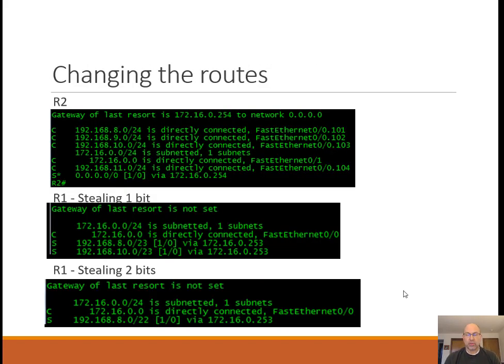So here is an actual routing table from that same topology. The top one is, of course, R2, and R2 has all of the directly connected routes, and then we have the default route. So that's the routing table at the top, R2. R1 would have all of those as static routes, except for the directly connected 172.16 network. But now by stealing 1 bit, we can aggregate 2 networks together and then 2 more networks together to give us those 2 static routes in the bottom of the middle routing table, 192.168.8.0/23 and 192.168.10.0/23. Now, if we steal 2 bits, we can put all 4 of them together and have 192.168.8.0/22 as our routing table entry. So that was an actual topology built in the lab.